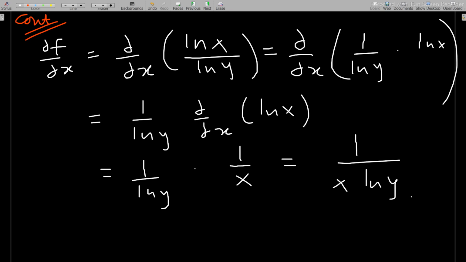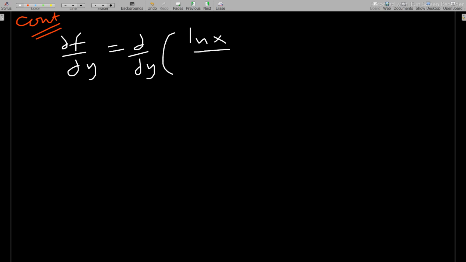I hope you understand this. So this is very, very simple. That is del f del x of the function given. I hope you get it. So let's go to del f del y, which will be equal to del y of len x over len y.